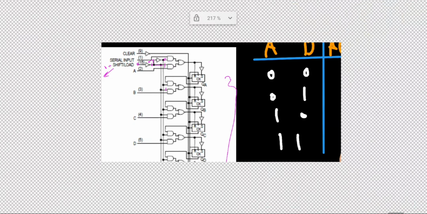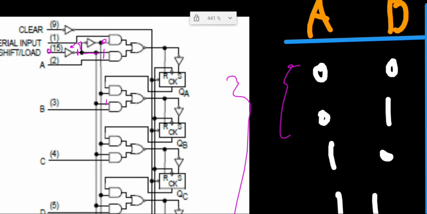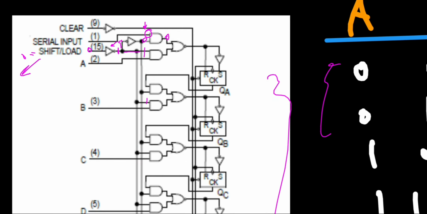Based on the truth table of the AND gate, if one of the inputs is equal to 0, output is always equal to 0. Therefore, we would have a 0 here. One of the inputs is 0. Doesn't matter what the other input is. You see, it doesn't matter. Serial input is the other input. Right now, if the shift load is equal to 0, it doesn't matter what the serial input is.